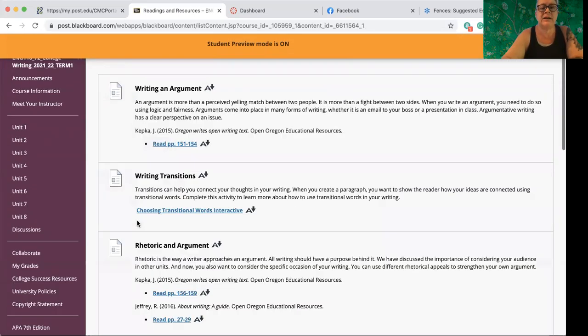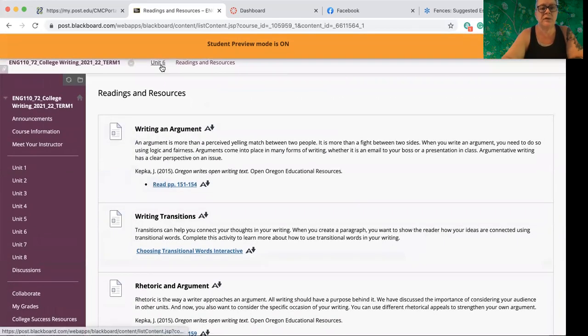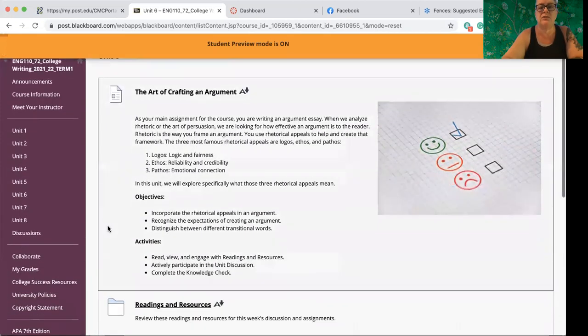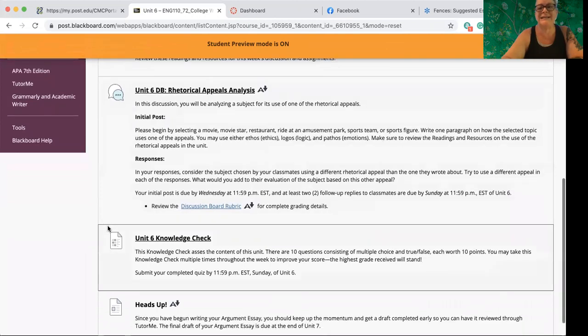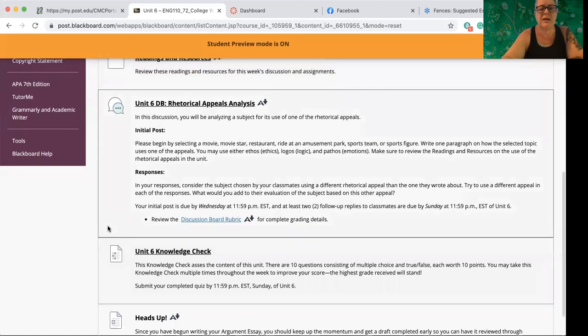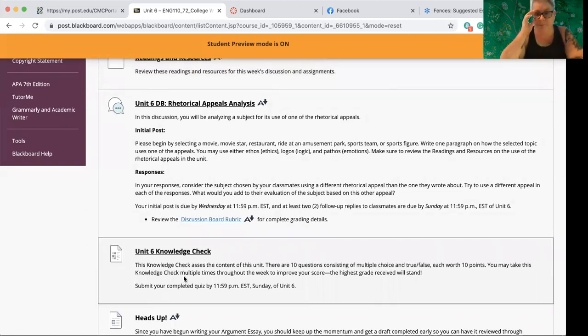So let's take a look at your discussion board this week, because you do have a discussion board to do. Your other assignment is, and you've had these before, your knowledge check. Make sure that you've done all of the readings and watched the videos before you attempt the knowledge check. That is not due until the very end of this week, so next Sunday.